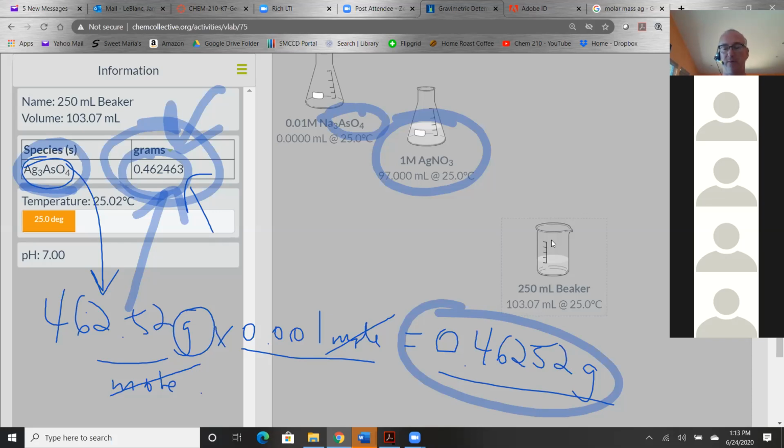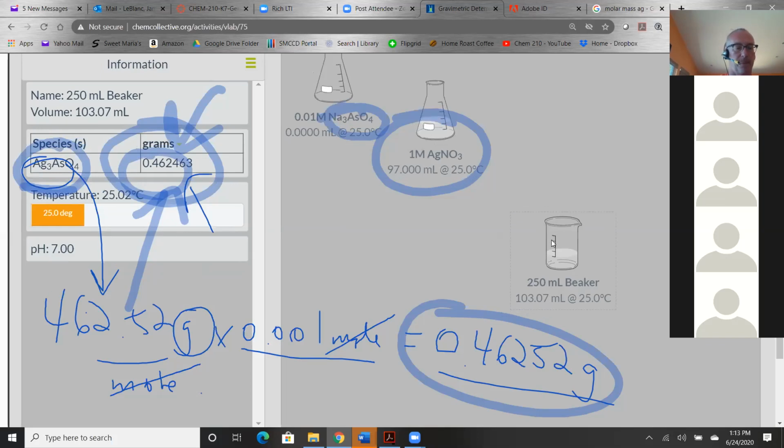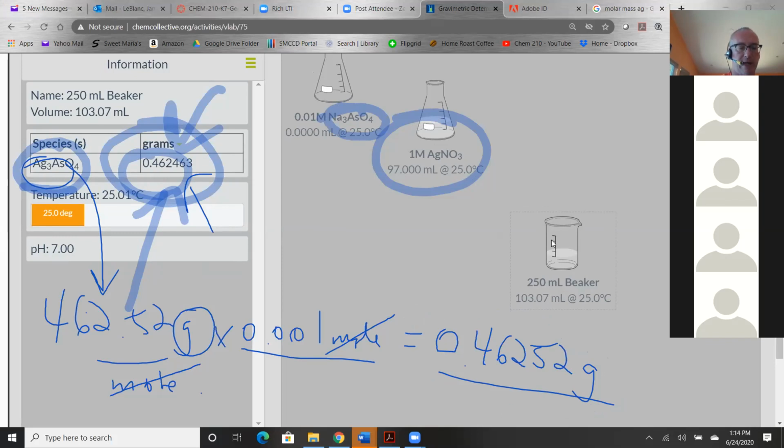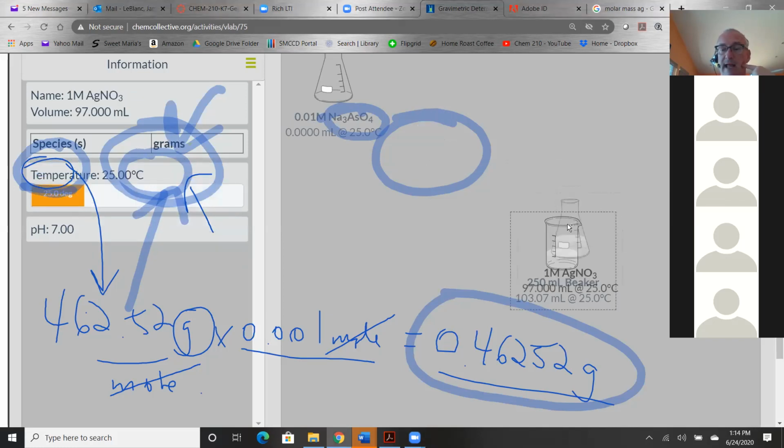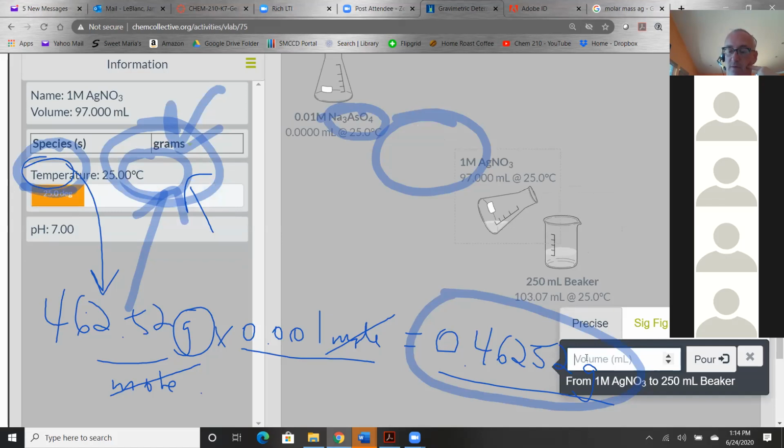So we predicted we would have 0.4625, and we have 0.4625, basically. So that means we've precipitated all of our arsenate by converting it to silver arsenate, which is a solid. Now, I'm going to add some more silver. I'm going to add another 10 mils.